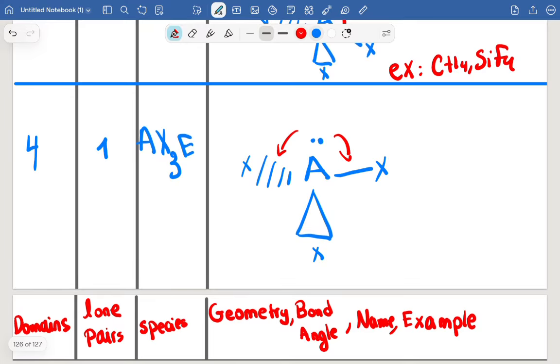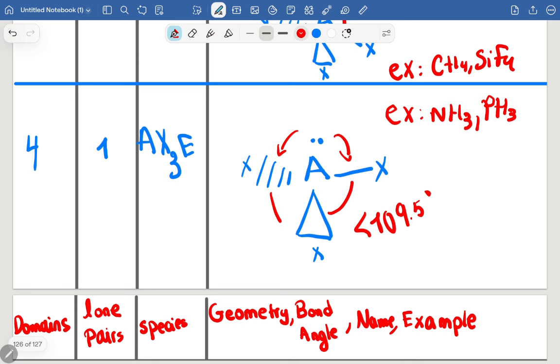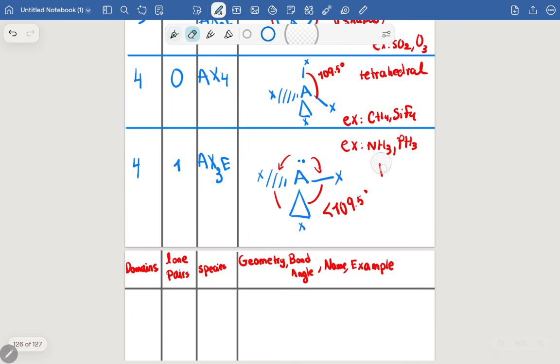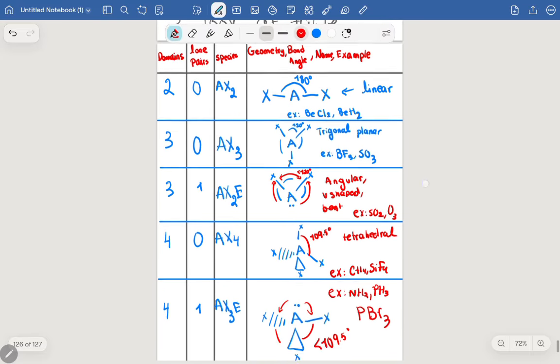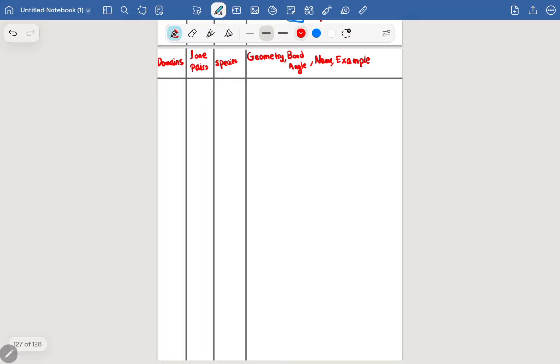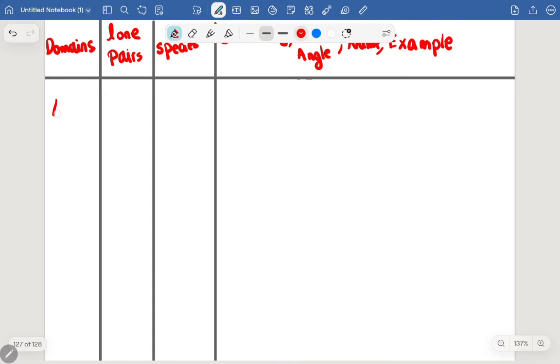So now, the angle between the bonds is gonna be slightly less than 109.5 degrees. Examples of these are NH3, PH3, and so on and so forth. Also another example, PBr3. So these are just all general examples of the domains. Now, for this one over here, we'll move on to the next domain. Let me change the color. The next domain, which is 4, but in this scenario, we will have 2 lone pairs. So now it's gonna be AX2E2.